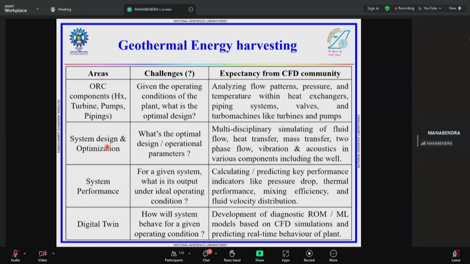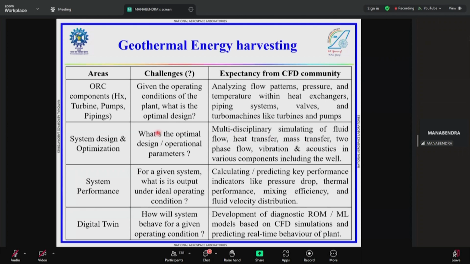The second part is at the system level, where we are talking about understanding the optimal design or the operational parameters. What this means is, given a system architecture, what are the conditions under which it will perform at its best, or at least at the optimal level. Again, this has more to do with multidisciplinary simulations, where you're talking about fluid flow, heat transfer, mass transfer, two-phase flows, vibration, acoustics. All these aspects are not unknown to the OpenFOAM community. Even if you would have done a canonical study, you would have seen these simulations happening.